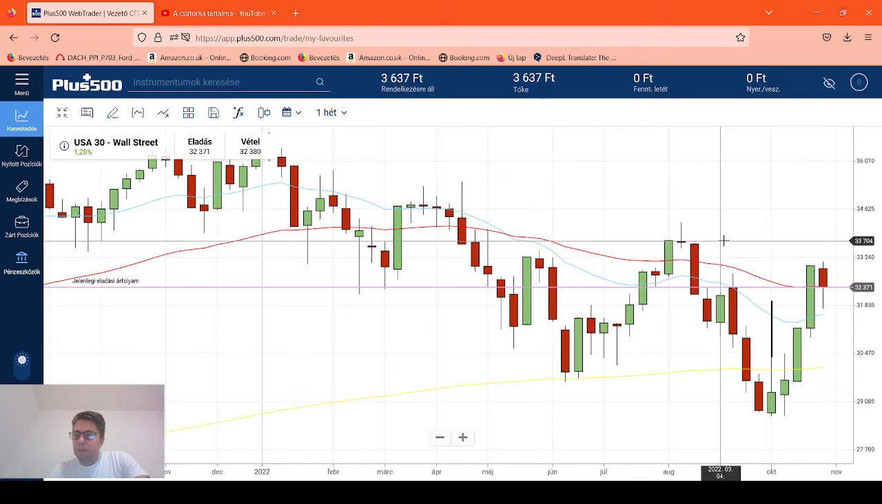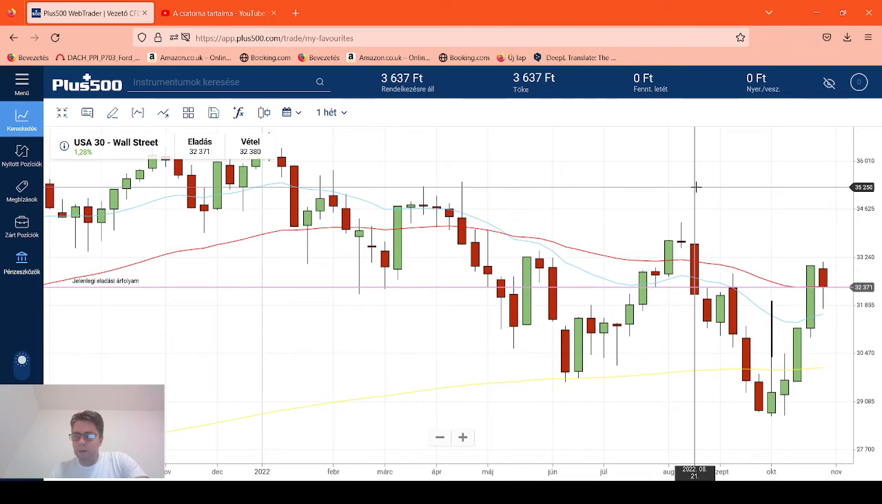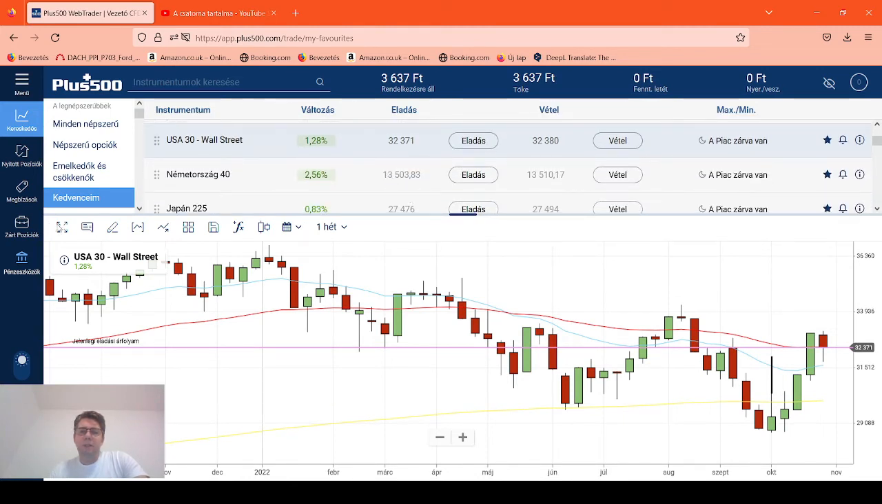We need to go back to the weekly chart to see what could happen next. And then my price target is 33,637. Above there, if we break above 34,275, and then above there, 34,779 and 35,250.